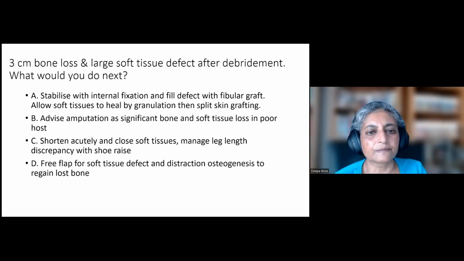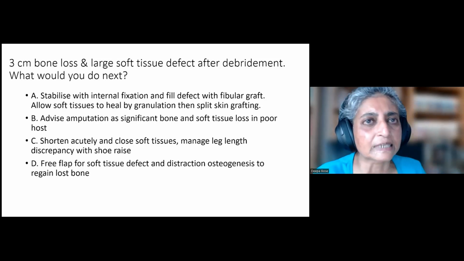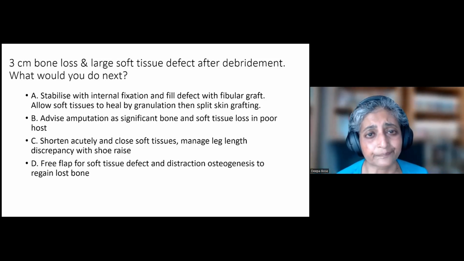Okay. So you're left with a big bone defect and a big soft tissue defect. Now, you can stabilize with internal fixation and fill the defect with a fibular graft. But if you allow the soft tissues to heal by granulation and split skin grafting, then you haven't got robust vascular soft tissue cover. And so, as I've said, that will simply allow reinfection to occur. You could advise amputation because you've got significant bone and soft tissue loss. And actually, that should always be considered in this situation. So if you've got a host who isn't the best host, and you have got significant bone and soft tissue defect, then you should always mention amputation as an option.